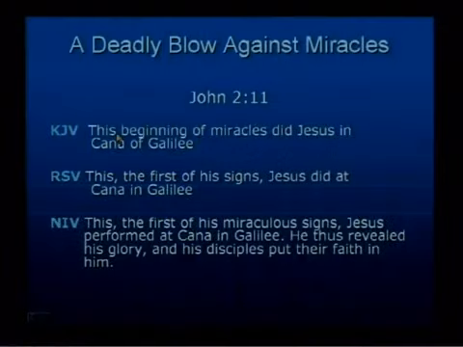A deadly blow against miracles, John 2:11. "This beginning of miracles did Jesus in Cana of Galilee." RSV: signs. NIV: miraculous signs. Not miracles anymore. What Jesus did was a miracle. It's something that no one else could do. Jesus was special. He was different to anyone. He was not a magician.